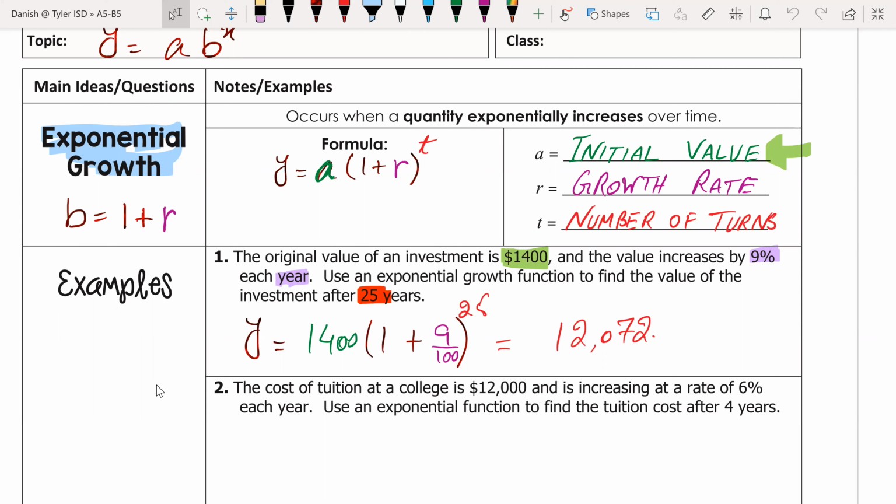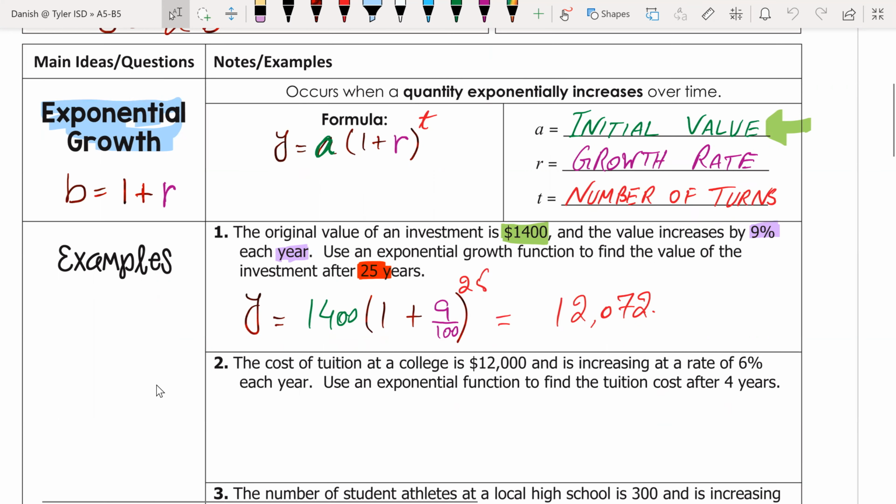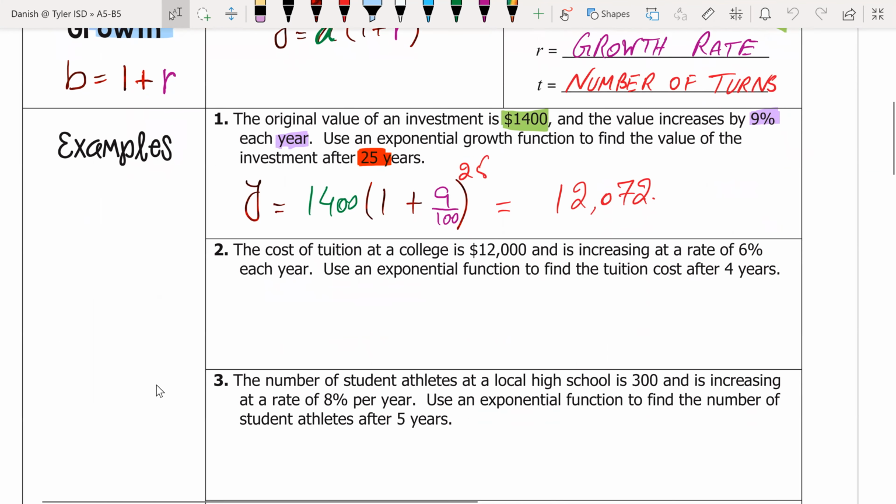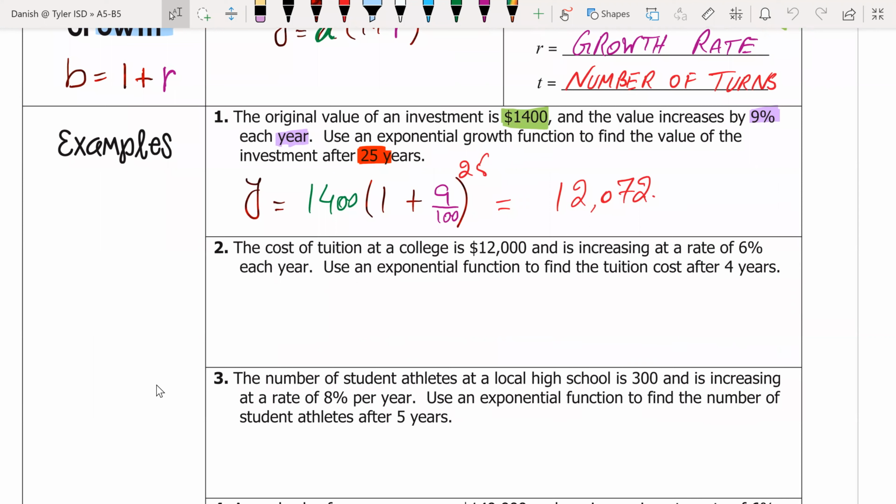Does that make sense? So only three things to determine: the initial value, the growth rate, and the number of terms will help you to solve any of these problems. Considering these things in mind, let's try to figure out problem number 3.